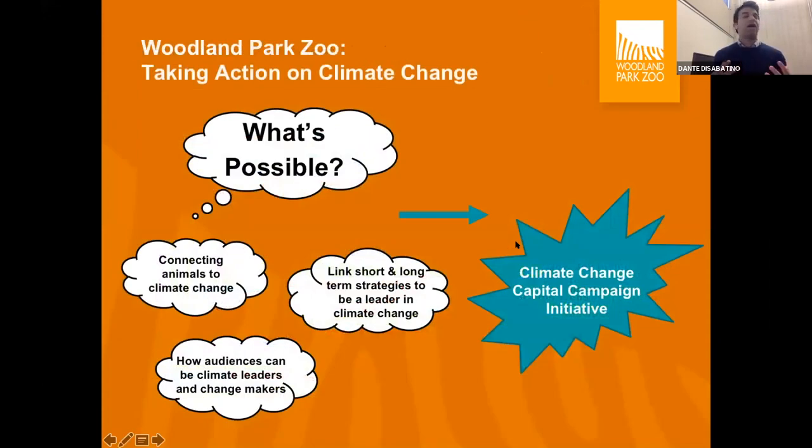we also figured out what would be possible with these. The possibilities around all of the assets that we came up with helped us show that we can connect our animals to climate change, our audience to climate change, and also develop more of a strategy for engaging our communities better, linking short and long-term strategies around climate change, and possibly be a leader. A lot of this work helped develop a foundation for how we were able to develop our climate change capital campaign initiative. When we had huge fundraising goals as an institution, this helped catalyze momentum there as well.